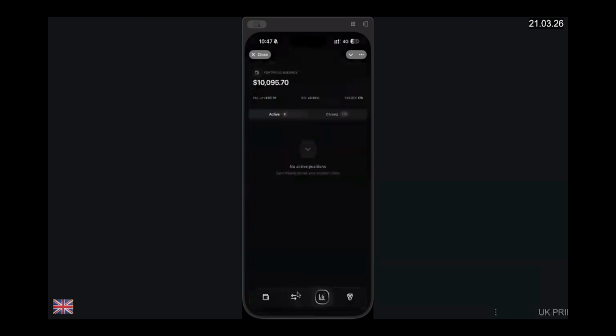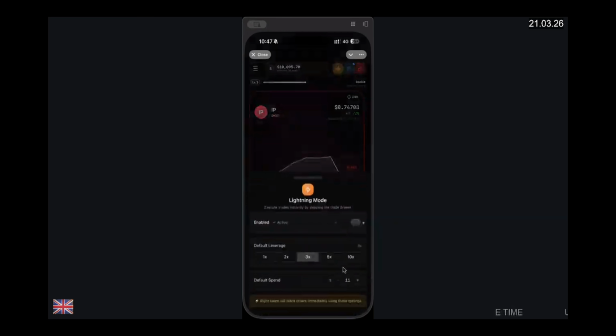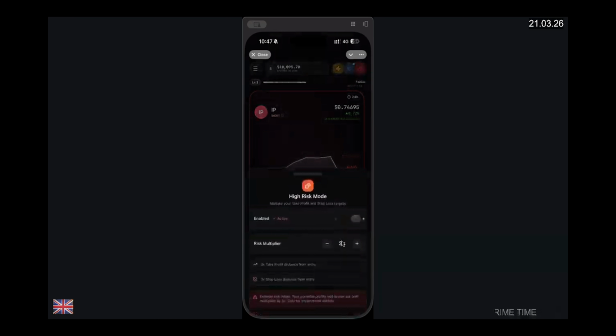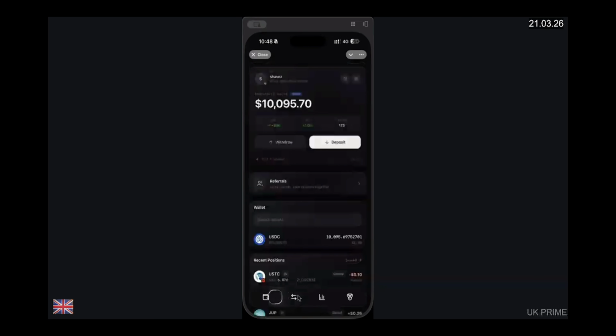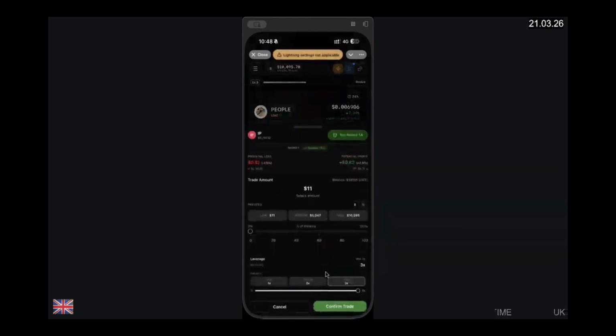So what we are going to do, let's place a few trades in small ticket size. Let's go with $11 with 5x leverage, and let's disable high risk mode and see what kind of profits and losses we can potentially see. Okay.